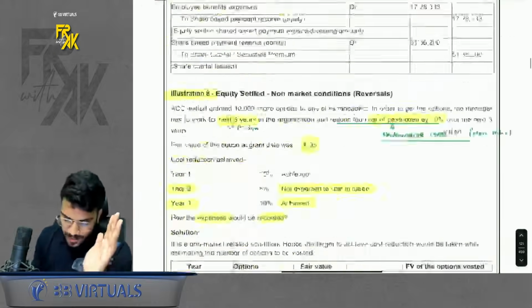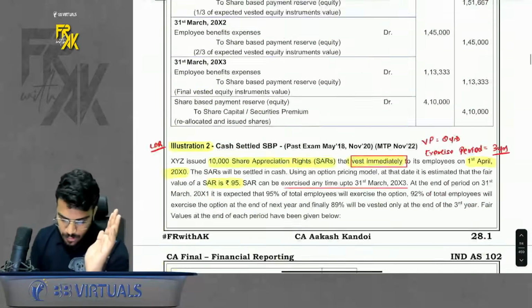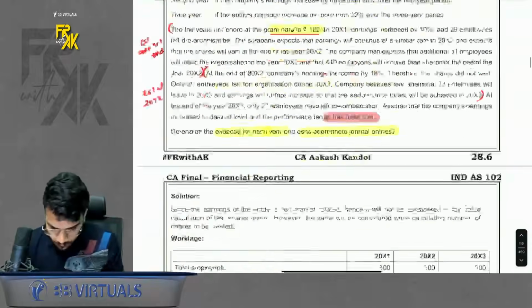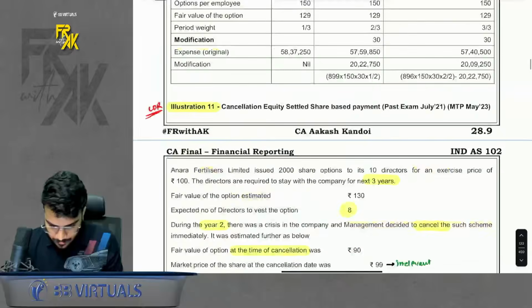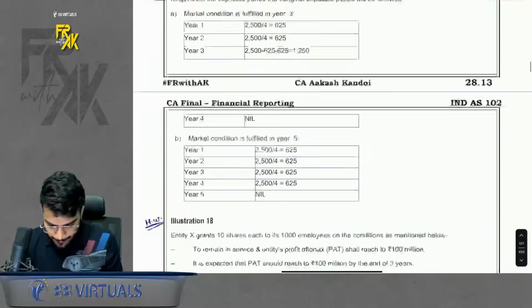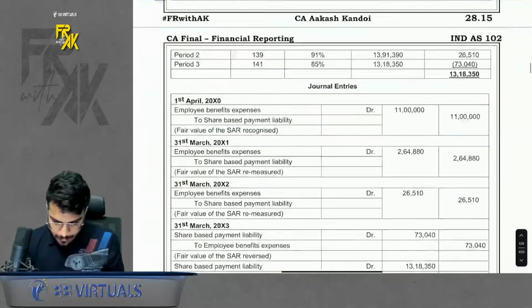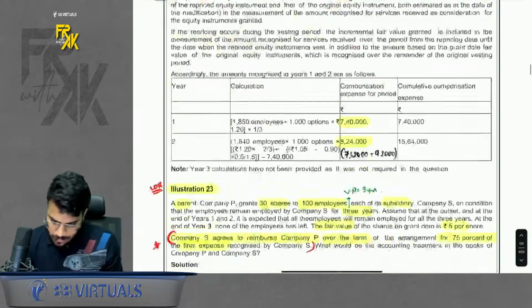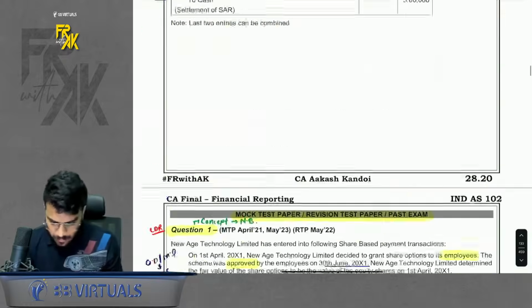But let me see if I have missed out on any question which I wanted to revise. If yes, then I will revise that question as well. 7 we did. Then cancellation we discussed. Modification we discussed. Market based measurement we discussed. This also we discussed. 21, 22 also we discussed. 23 done. Okay, one discussed.